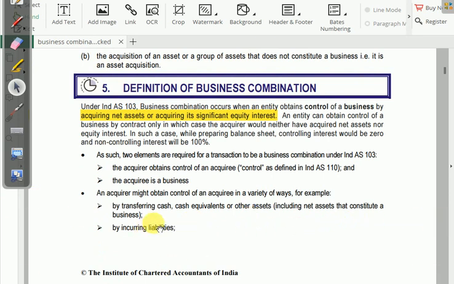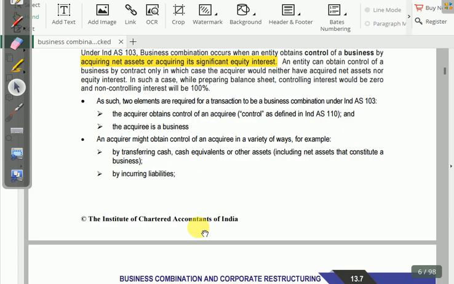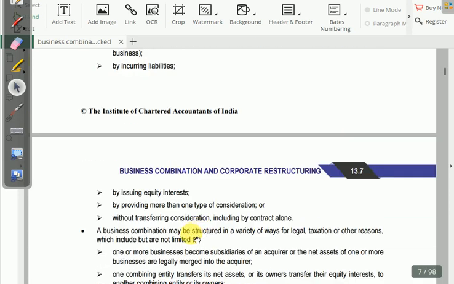Say for example, by transferring cash equivalents or other assets, including net assets that constitute a business, we can get the control. We are paying cash or cash equivalents or something in kind, or we are also providing another business in exchange for a particular business. So we can also pay business, get business, including net assets that constitute a business. Then by incurring liabilities, we assume the liabilities of the acquiree, and we get the control over the assets of the acquiree. That is one way of getting the control. Another is by issuing equity interest.